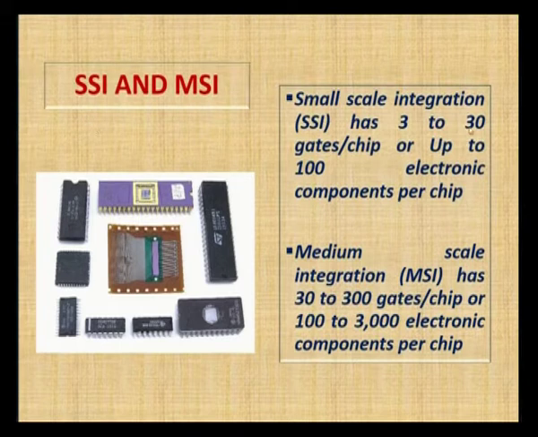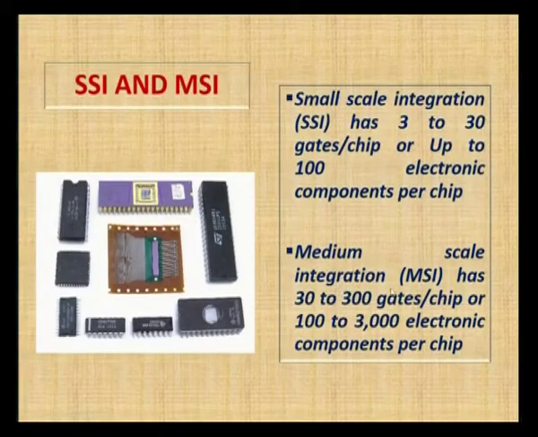Small scale integration has 3 to 30 gates per chip, or up to 100 electronic components per chip. If the chip contains 3 to 30 gates, we call it small scale integration. If the chip contains 30 to 300 gates per chip, or 100 to 3000 electronic components per chip, we call it medium scale integration. This is how SSI and MSI chips look.